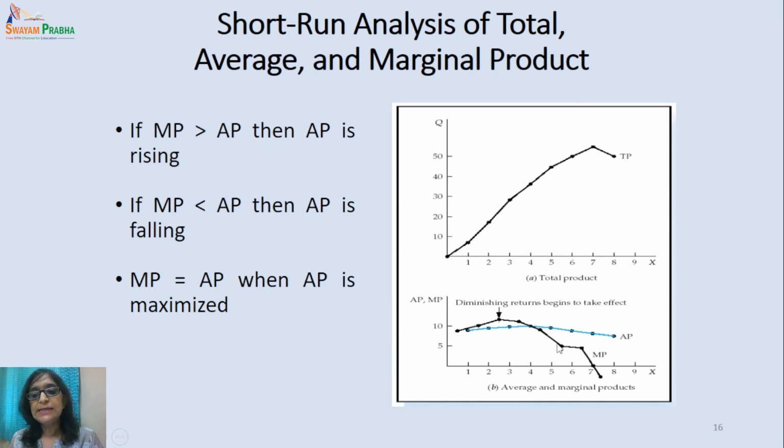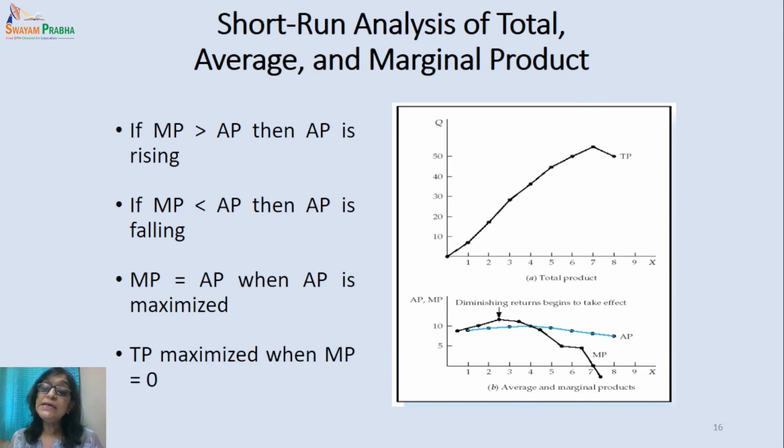If you see this, your MP is falling. Okay, it is below AP, so it shows your AP is falling. When AP is equal to MP, then AP is maximum. When average product is maximum, that is the point when marginal product becomes equal to the average product.